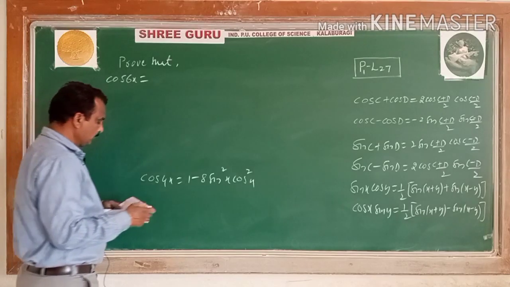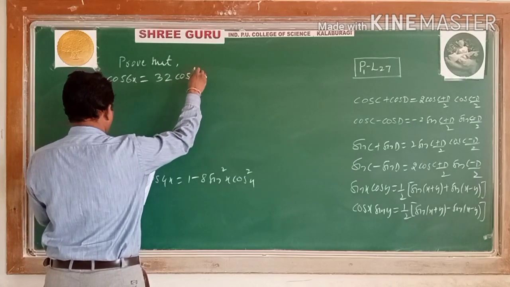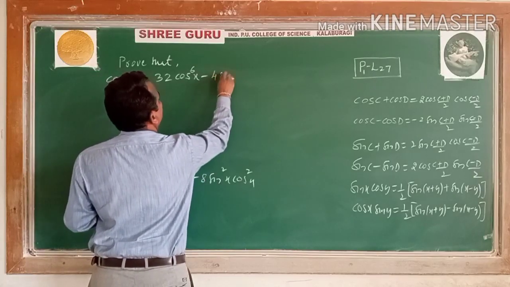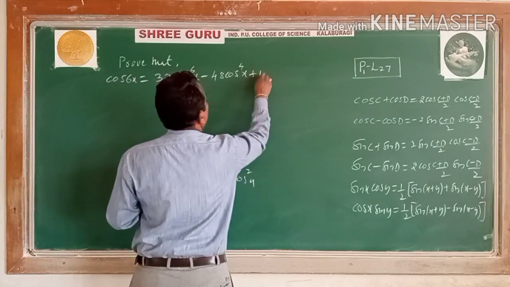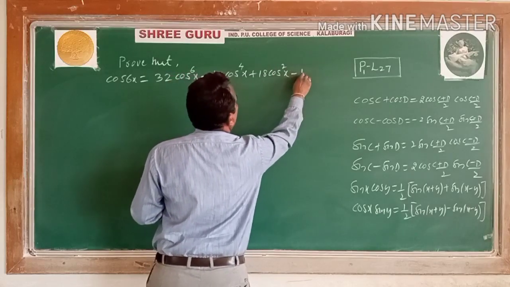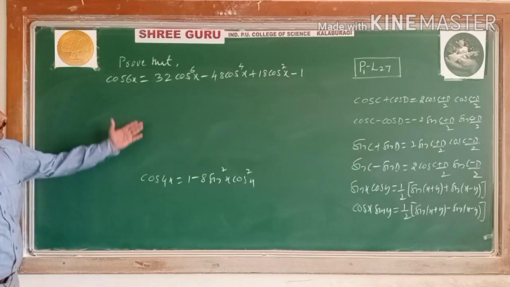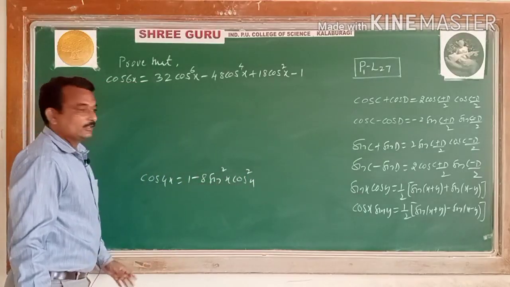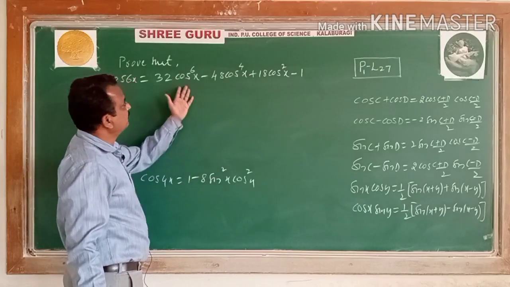Cos 6x equal to 32 times of cos to the power 6 x minus 48 times of cos to the power 4 x plus 18 cos square x minus 1. So this is also in terms of cos. The earlier one is in terms of sin and cos. We have used the sin formula there. This is in terms of cos. See the difference between this and this.